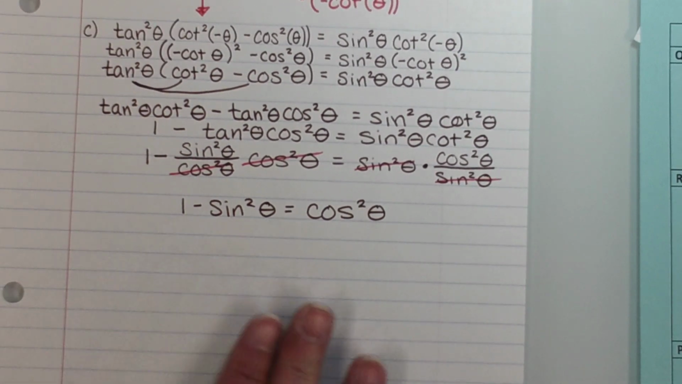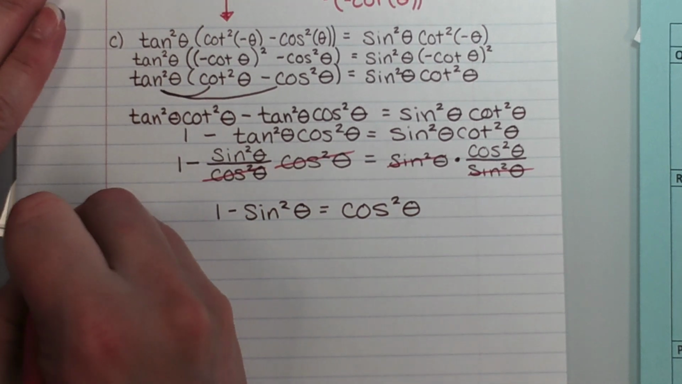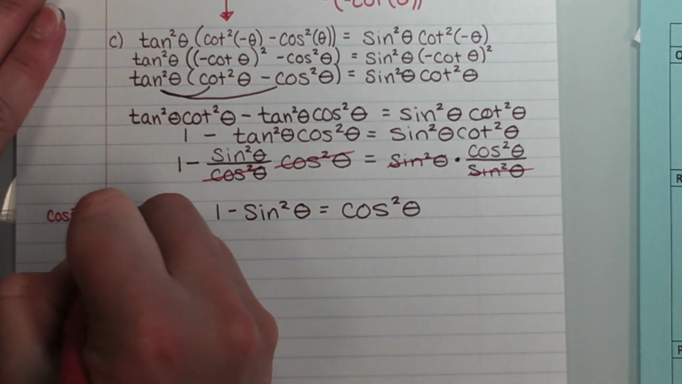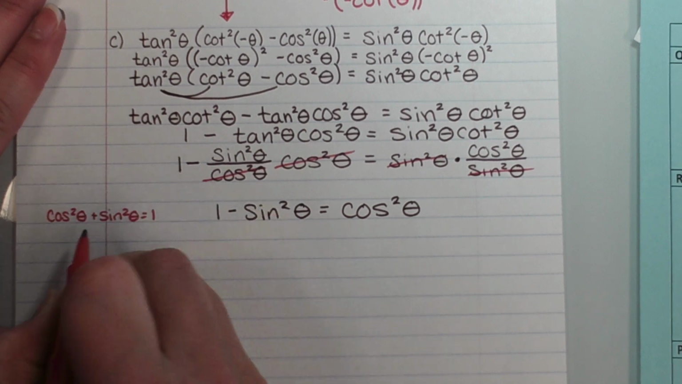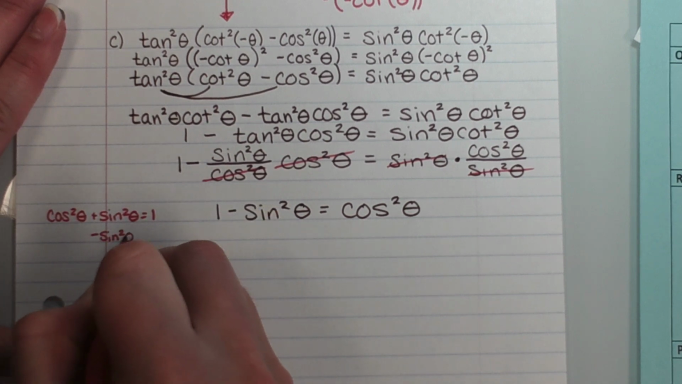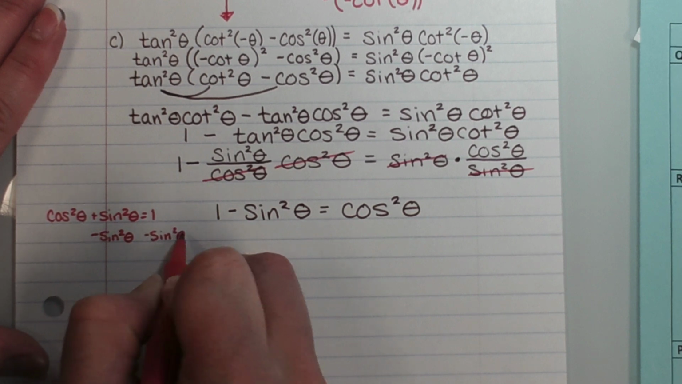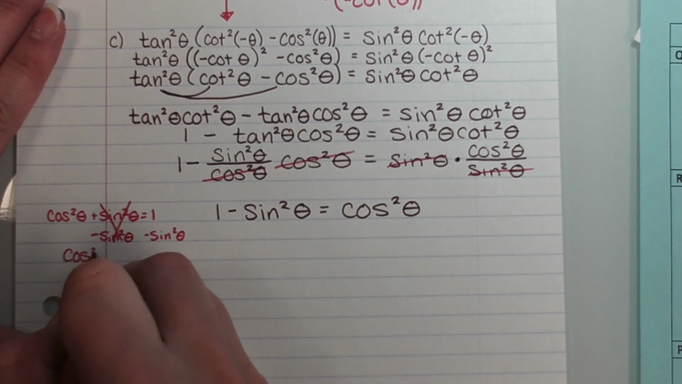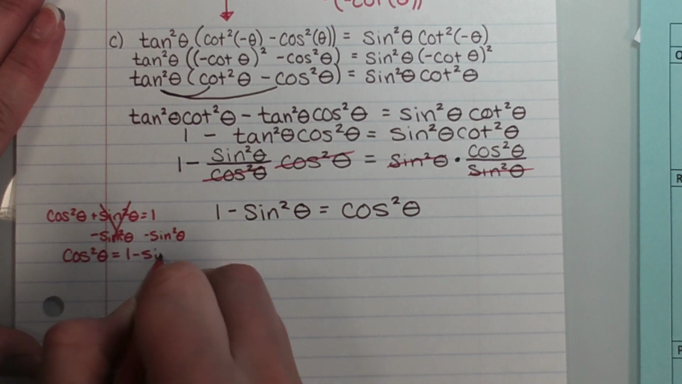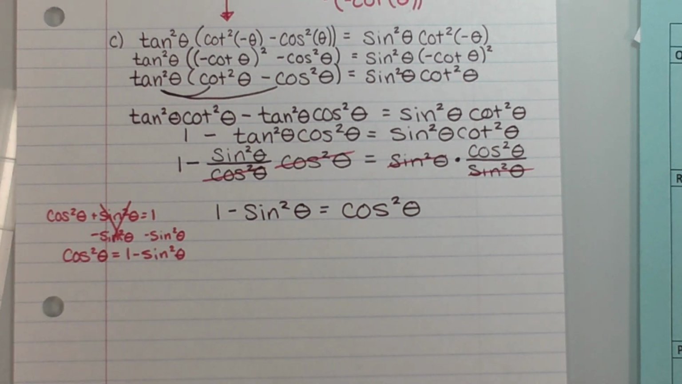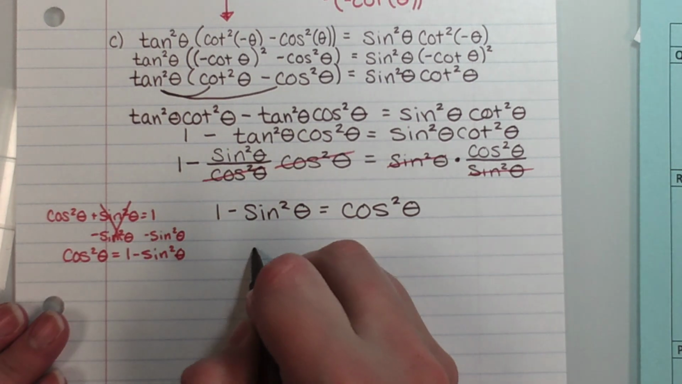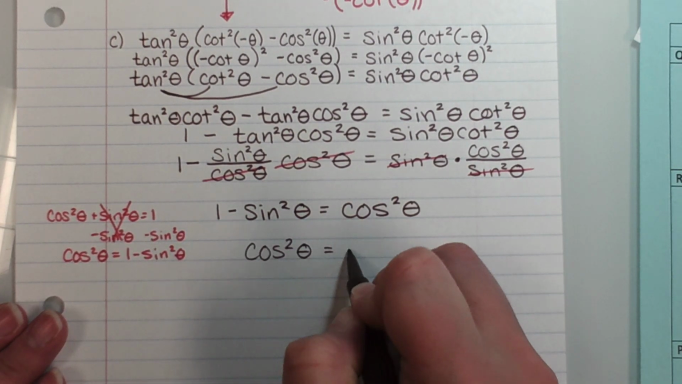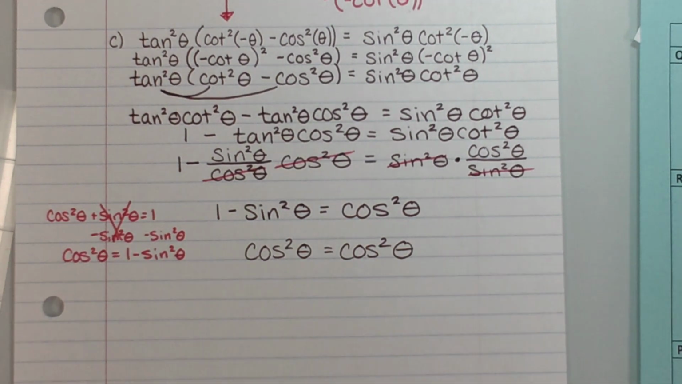We very commonly show up with 1 minus sine squared or 1 minus cosine squared because this identity is really easy to modify into that, and it's very common that they modify it into that. So that side is indeed cosine squared theta. Cosine squared equals cosine squared. I'm done, and I know I'm done because I've got the exact same thing on both sides. Okay.